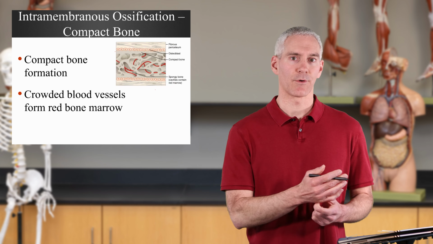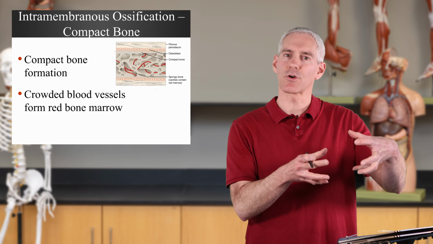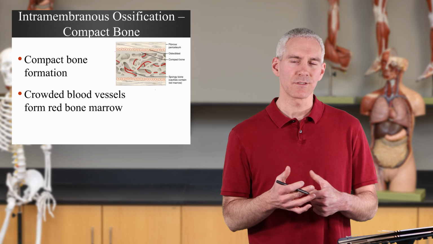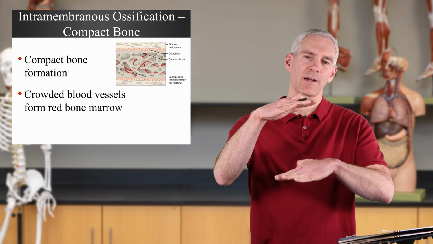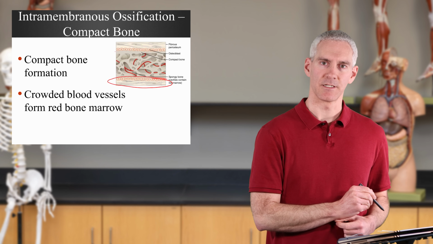All those blood vessels that were inside, they're starting to get crowded. There's a lot of things happening. As they get crowded in, they're forming the red bone marrow. So that means we pretty much have formed a bone at this point. It's almost like a sandwich. You're going to have the outside periosteum.